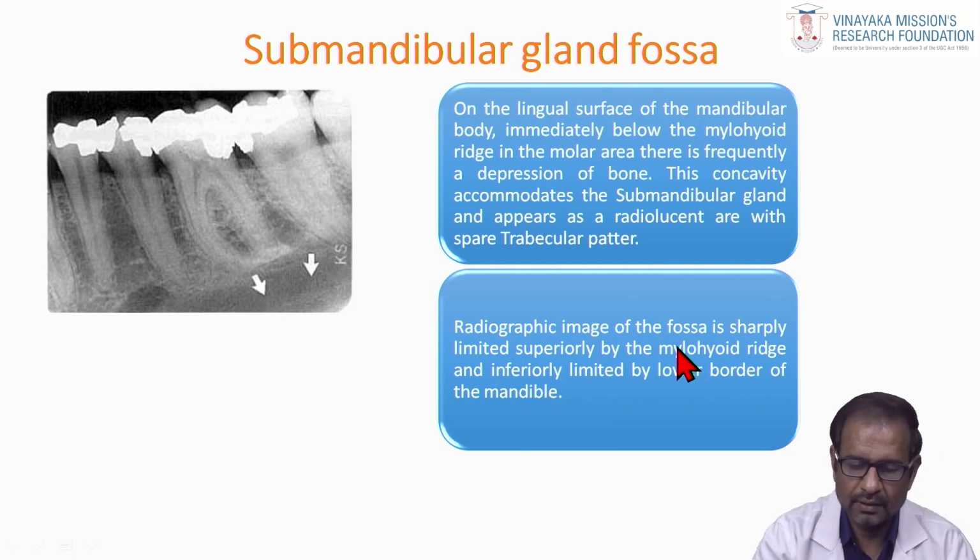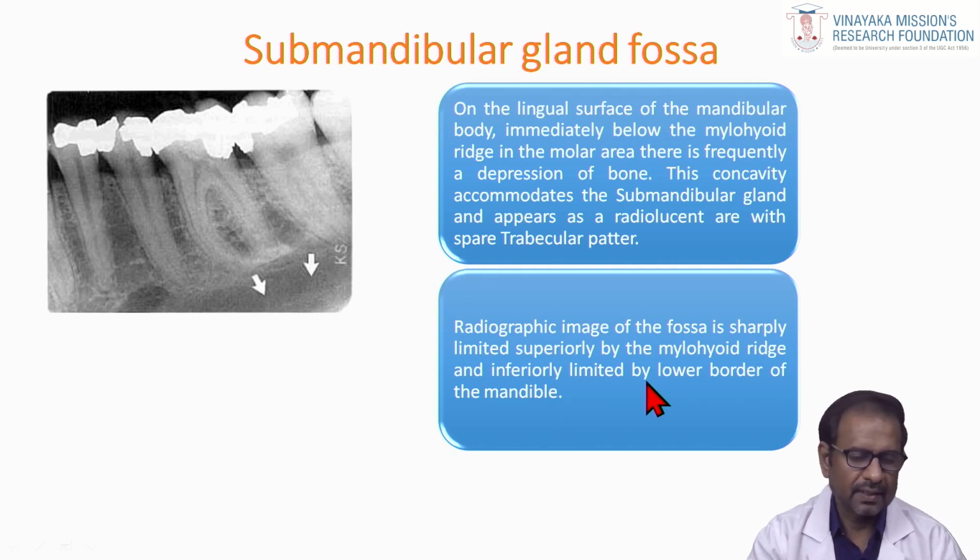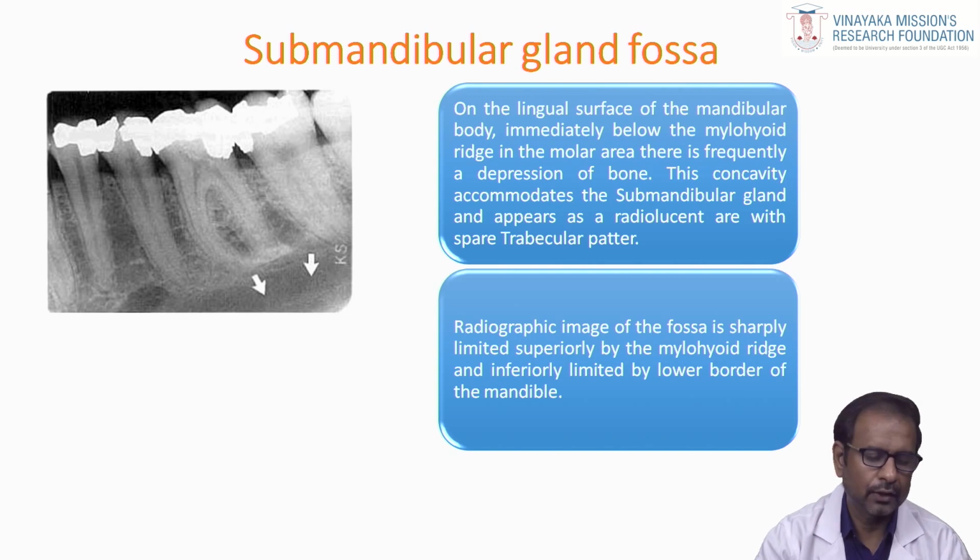The radiographic image of the fossa is limited superiorly by the mylohyoid ridge and inferiorly by the lower part of the mandible. It is below the mandibular canal area. It appears as a radiolucent area.